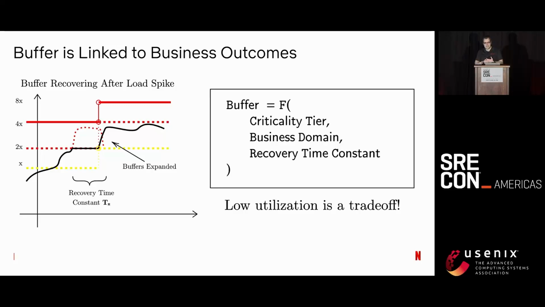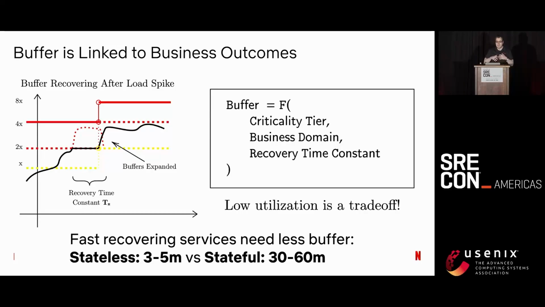And this is, I think, a key insight for us, which is that a lot of services at Netflix were running cold, but they weren't running cold by accident. It wasn't like people were leaving dollars on the table. Instead, we were building buffers into our system so that we could handle these load spikes without causing impact. But a key insight here is that fast recovering services need less buffer. So if you can have services that scale faster and recover their buffers faster, then that allows you to run more efficiently.